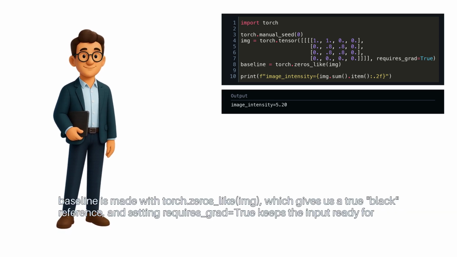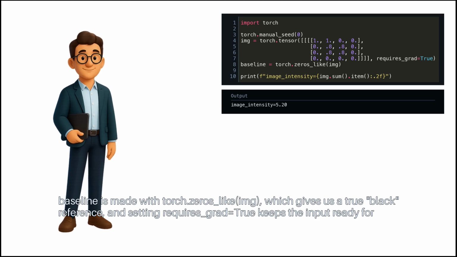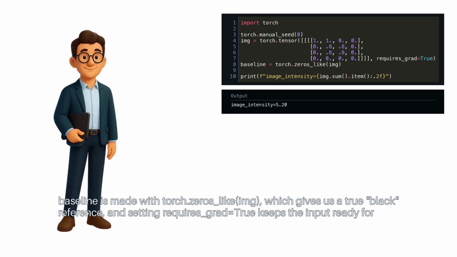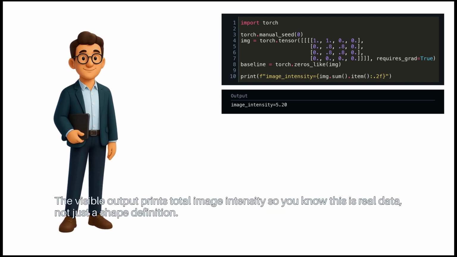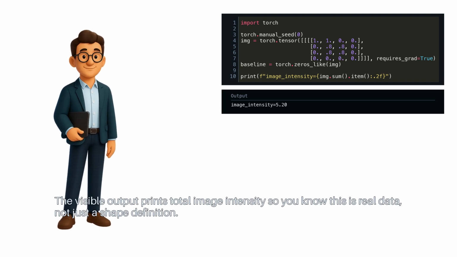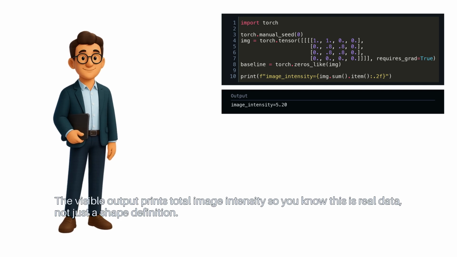Baseline is made with torch.zeros_like image, which gives us a true black reference. And setting requires_grad equals True keeps the input ready for gradient-based explanation. The visible output prints total image intensity, so you know this is real data, not just a shape definition.